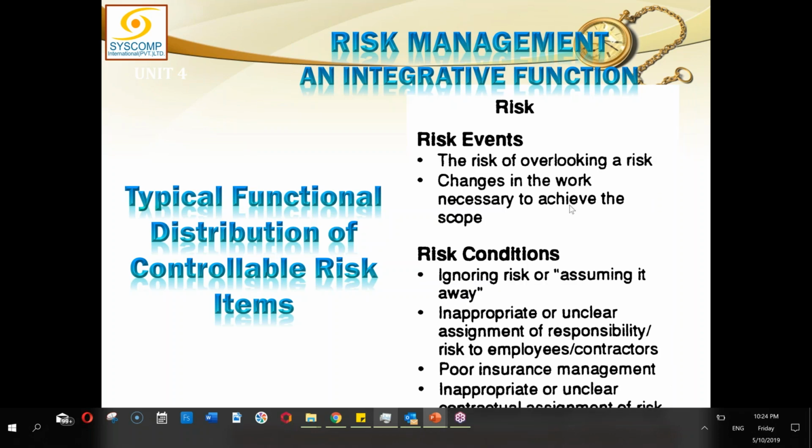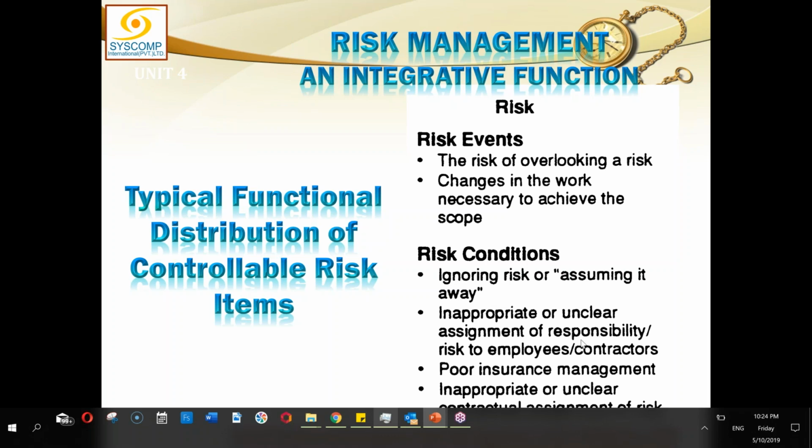Now, what is the risk in risk management? The risk of overlooking a risk, changes in the work necessary to achieve the scope. So risk conditions could be ignoring risk or assuming it away, thinking, well, no, it will not matter. You just assume it away. Inappropriate or unclear assignment of responsibility.